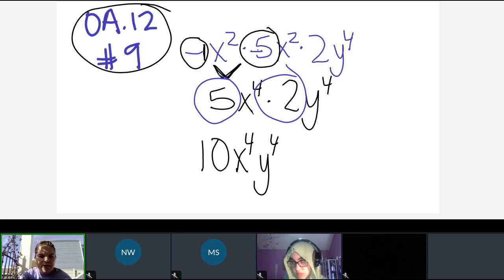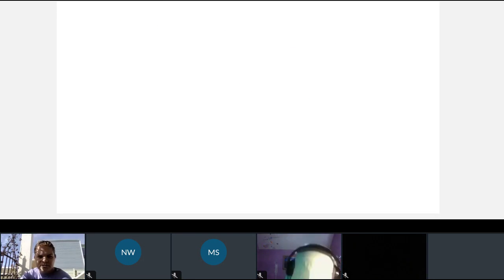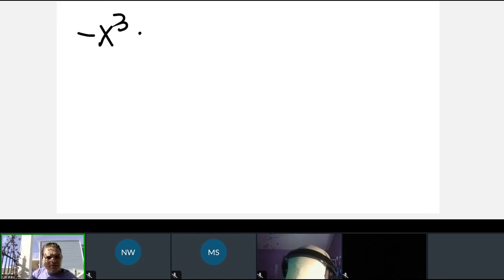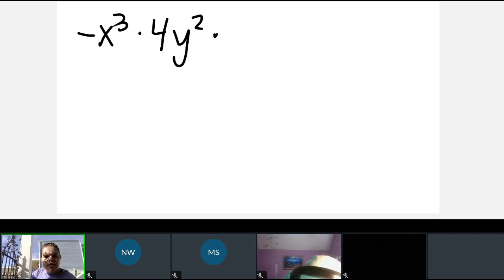All right, I'm going to make up another problem for us to practice. So let's say this is not on the homework. This is just one I'm going to make up, and then we're going to go on to dividing. So let's do negative x to the third times 4y squared times negative 3x squared y squared.